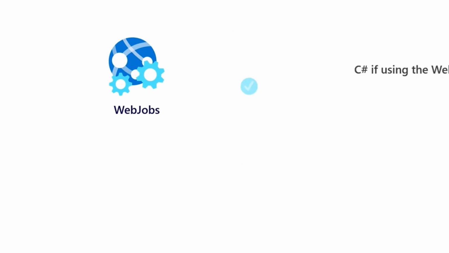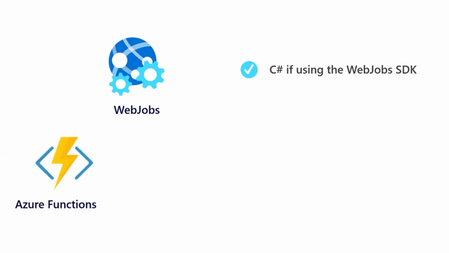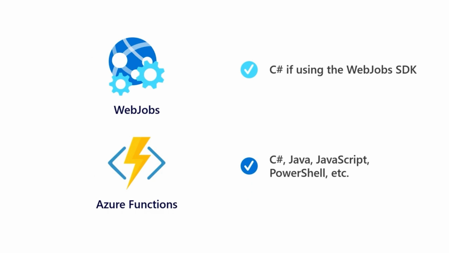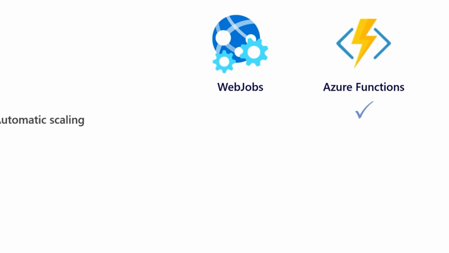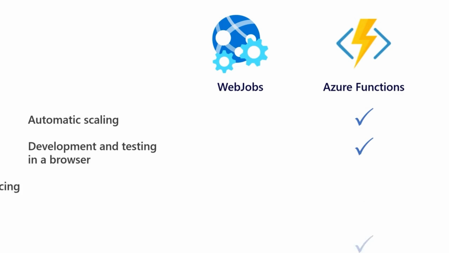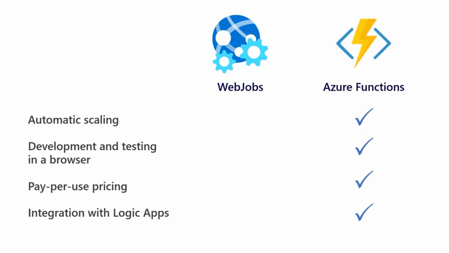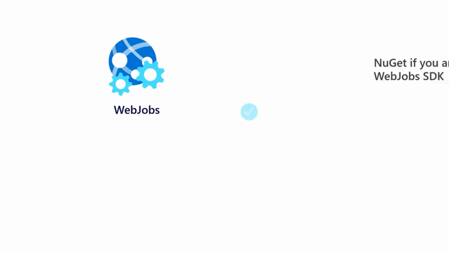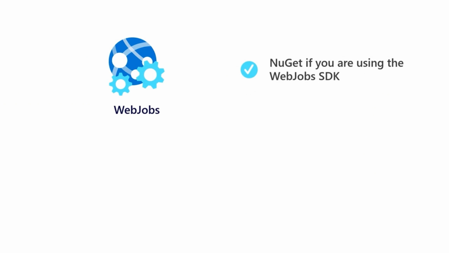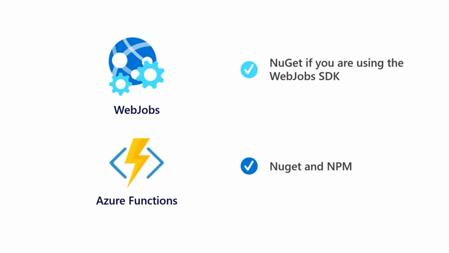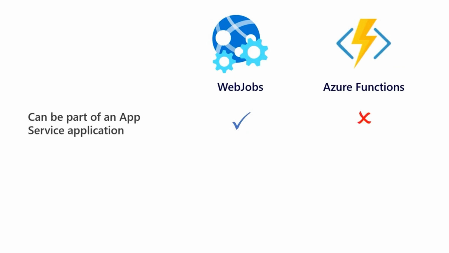In terms of supported languages, Azure Web Jobs supports C# if you are using the Web Jobs SDK. On the other hand, Azure Functions supports C#, Java, JavaScript, PowerShell, and many more. Azure Functions also supports automatic scaling, development and testing in a browser, pay-per-use pricing and integration with Logic Apps, whereas Web Jobs does not. Additionally, Web Jobs supports NuGet if you are using the Web Jobs SDK, while Azure Functions supports both NuGet and NPM. However, Web Jobs can be part of an app service application, but Azure Functions can't. And finally, Web Jobs provides close control of job host, whereas Azure Functions does not.